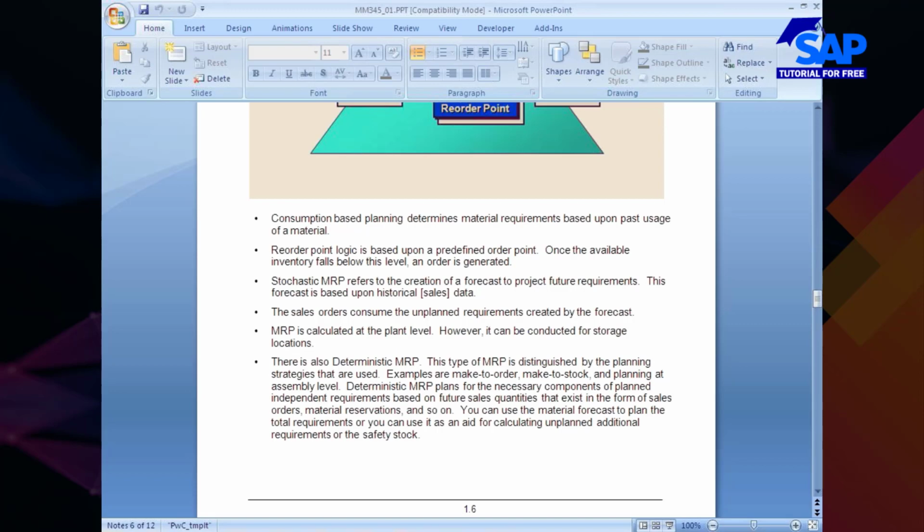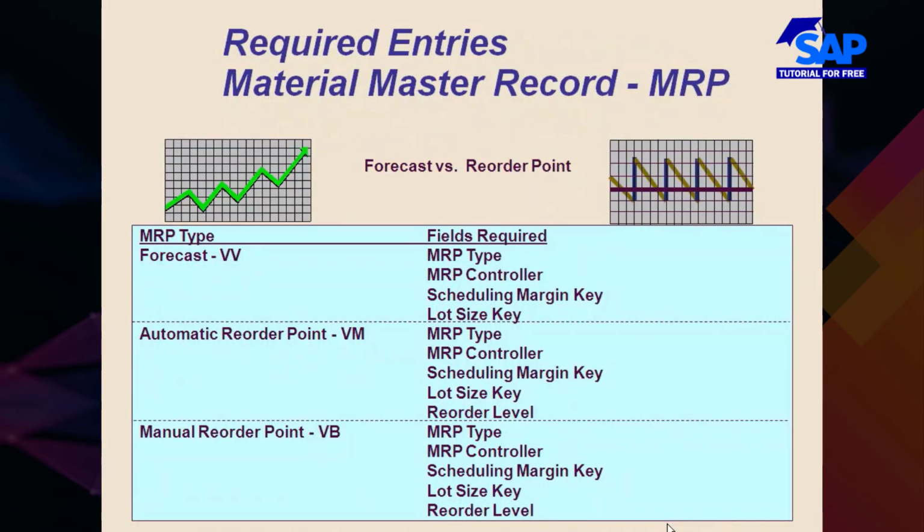So you could see here, deterministic MRP plans for the necessary components of planned independent requirements based on the future sales quantities that exist in the form of sales orders, material reservations, and so forth. You can use the forecast to plan the total requirements, or you can use it as an aid for calculating the unplanned additional requirements of the safety stock.